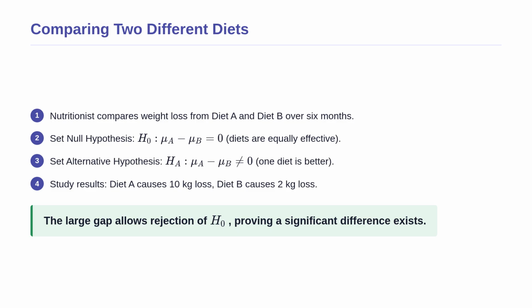The study results show that diet A causes 10 kilograms of weight loss, while diet B only causes 2 kilograms. This large gap of 8 kilograms provides undeniable evidence to reject the null hypothesis, allowing the nutritionist to confidently recommend the superior diet.